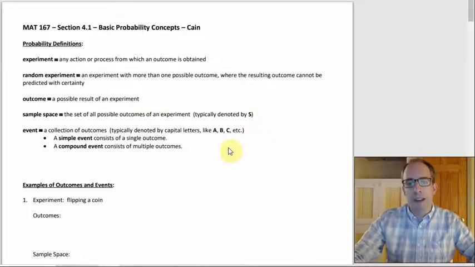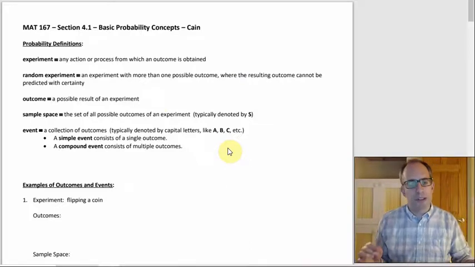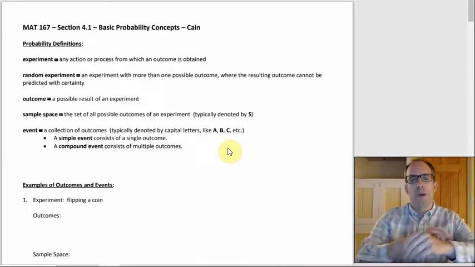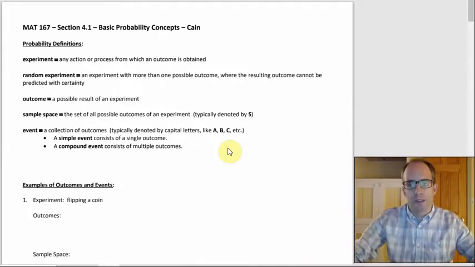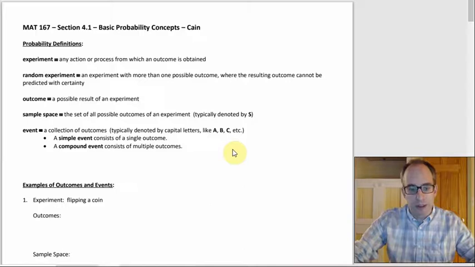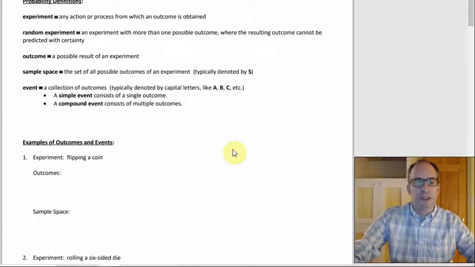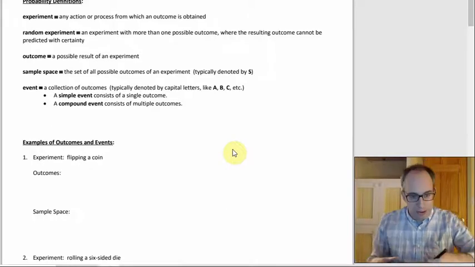And then an event, you can have two different types of events. You can have an event that just consists of a single outcome, which would be a simple event, or one that consists of multiple outcomes, which would be a compound event. So for flipping a coin, you can't really have a compound event. I mean, it's either going to be heads or tails for your outcomes, right?